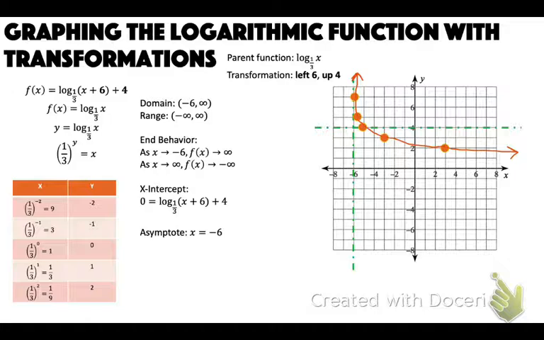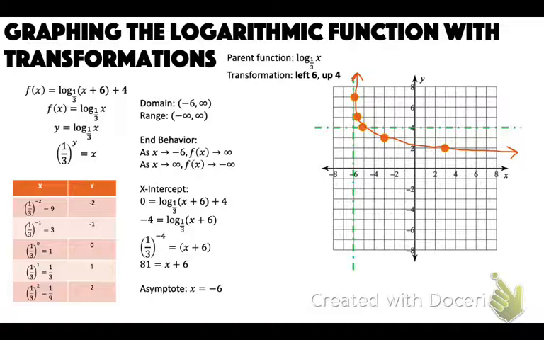So x-intercept is where y equals 0. So I need to put 0 in on the left side, and then I have to solve this log equation, okay? So I'm going to subtract the 4 over, switch that to an exponential, so I get 1/3 to the -4th power equals x plus 6, which that's 81 equals x plus 6, so x equals 75. So really, this isn't touching the x-axis until way down there.